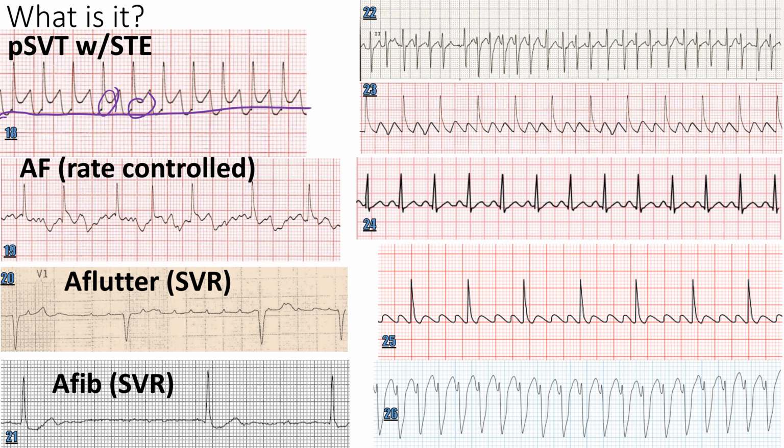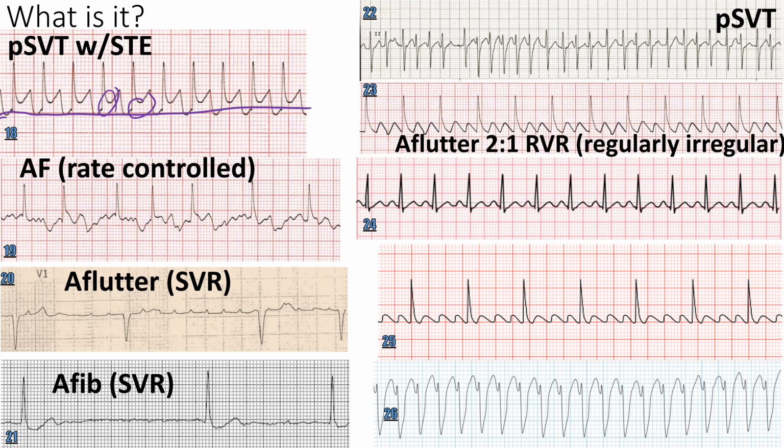So 22 is AFib because it's irregular. That's a really big clue, but the other big clue is the flutter waves, that other sawtooth appearance. Compared to 24, which is just regular old sinus tach, right? Because those aren't flutter waves. That's just a regular P wave.